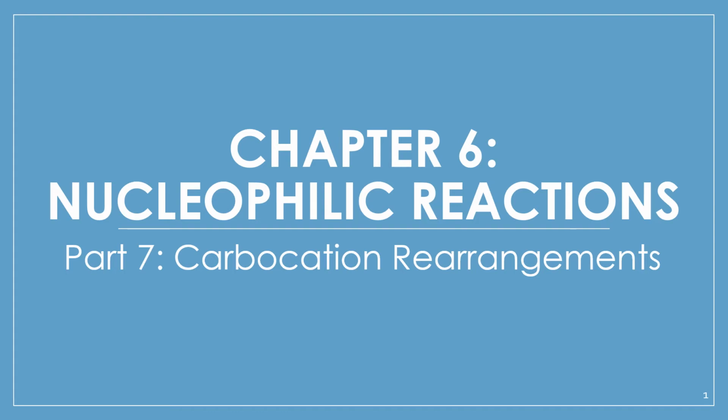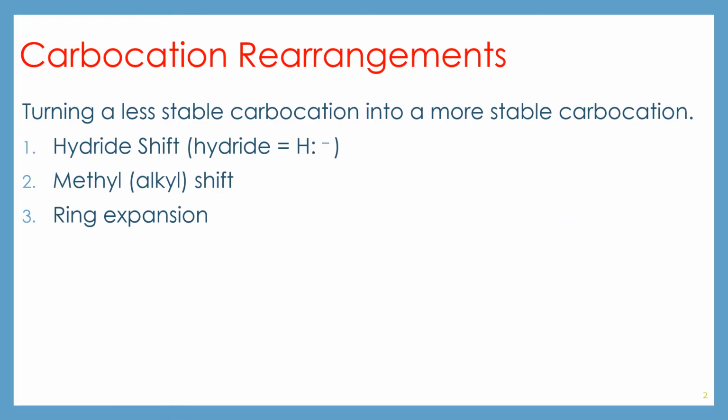Chapter 6, Part 7, Carbocation Rearrangements. A carbocation rearrangement is a bond shift that turns a less stable carbocation into a more stable carbocation. There are three different types of carbocation rearrangements that we'll see.